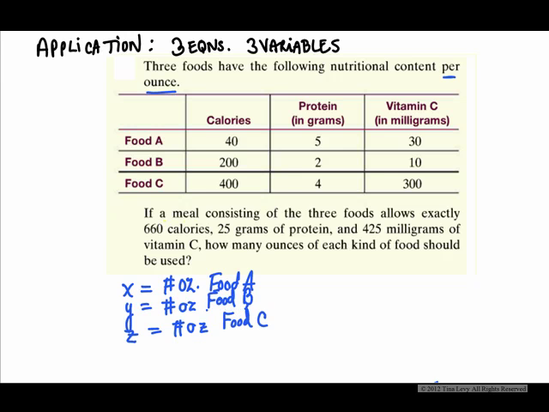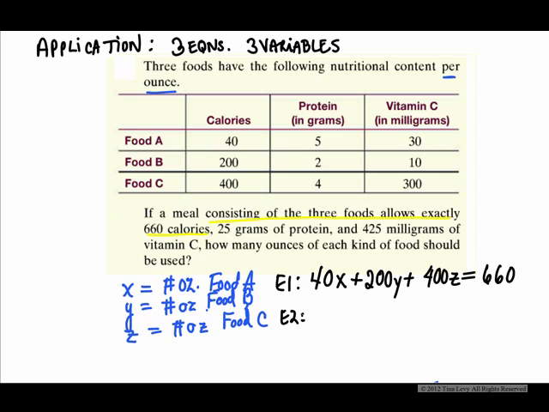The first sentence tells us that the meal consists of 3 foods and exactly 660 calories. That makes equation 1: if X is the number of ounces for food A, it would be 40 times X plus 200Y plus 400Z. That has to total 660. We're now going to look for the information for equation 2.